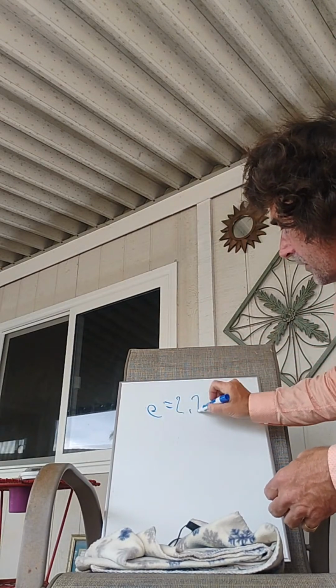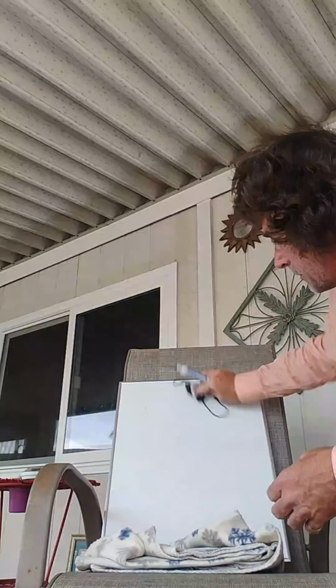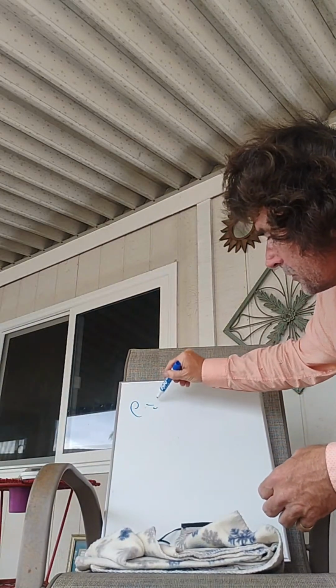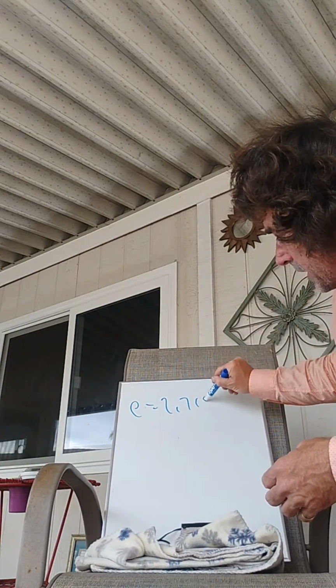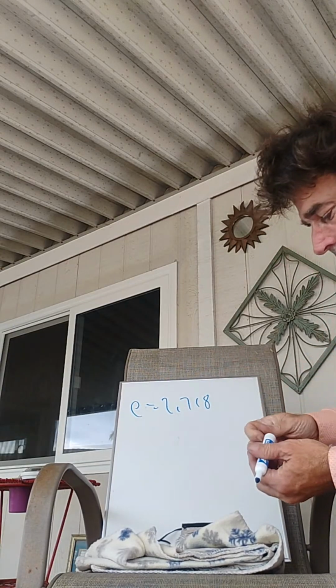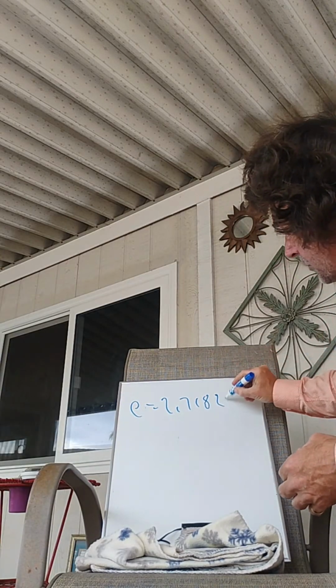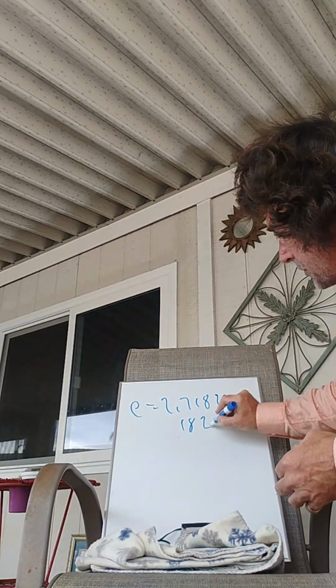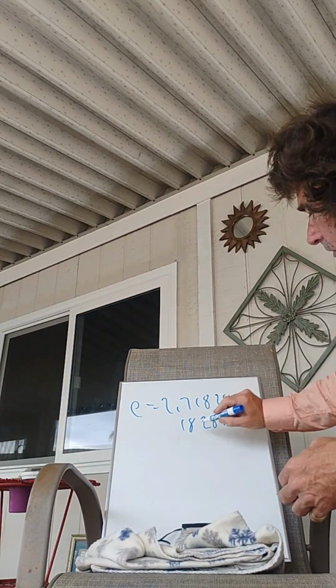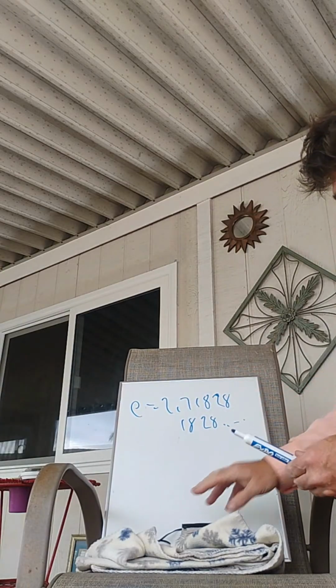e is 2.7. Well, let me write it so you have more room. e is equal to 2.718281828. It goes on and on. It doesn't repeat 1828 again, but that's just how it starts.